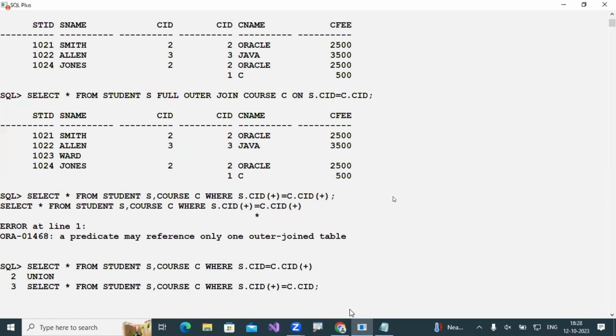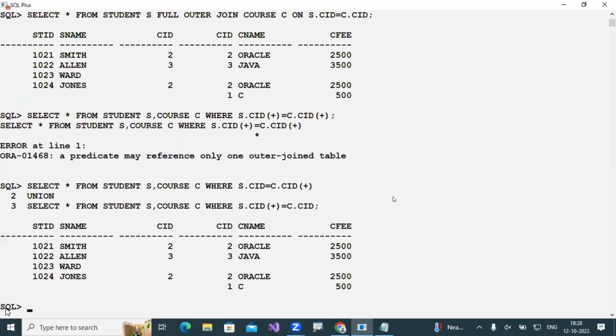Now tell me, we applied the join operator on only a single table in each query, yes? But we are combining the two query results. Let me execute. Yes. Now your full outer join was successfully implemented. Now write down below.